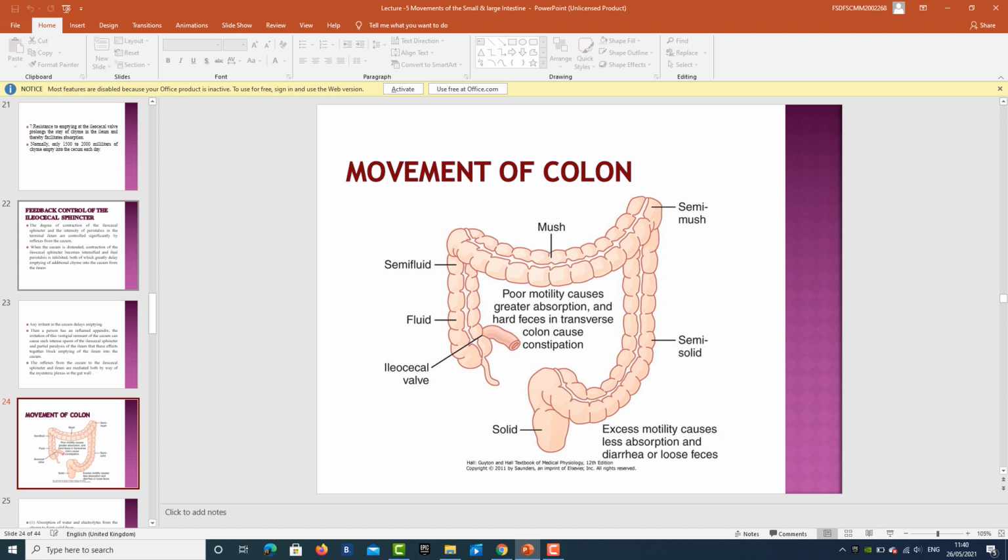See the movement of the colon, how it is taking place. This diagram is actually helping us to know about how the sphincter is working, how this connection between the small gut and large gut is working, what things can intensify it, what things can decrease it.